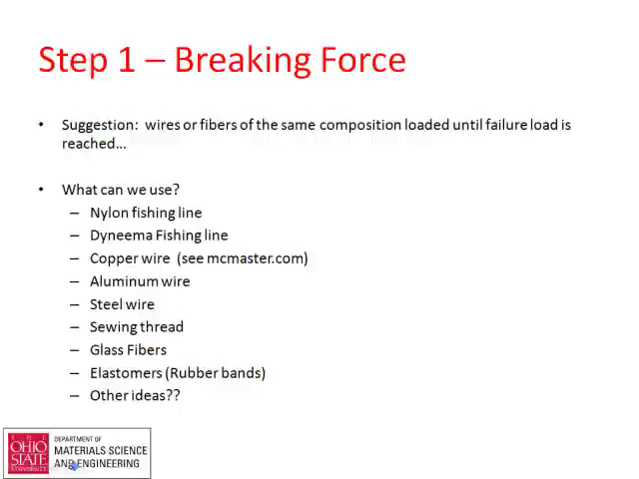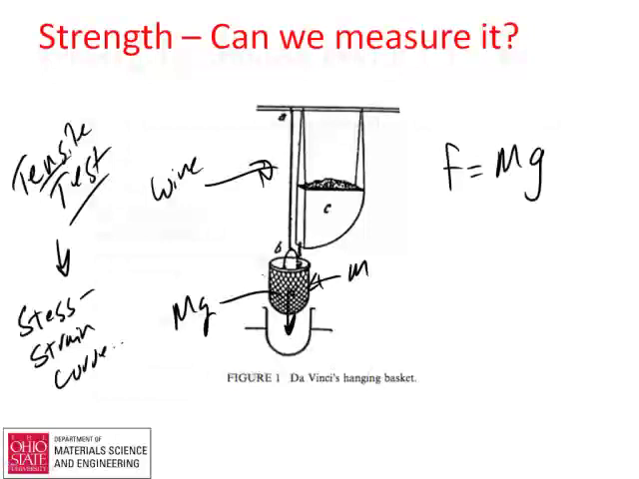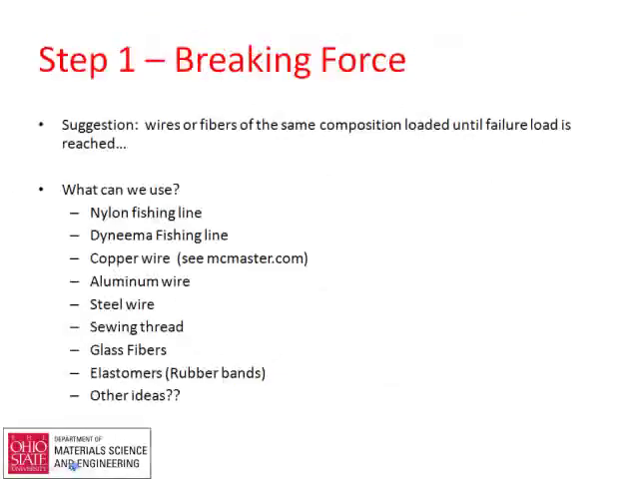So here's what I would say. What we're going to do is take some of these wires or fibers, of the same composition, and load them until failure is reached. So we'll just use the Da Vinci approach: have a wire, have a bucket beneath it, add known amounts of mass, and see when things will break. So we can take nylon fishing line. If you're a snobby fisherman or want to catch really big fish, you might use something called Dyneema fishing line, which is chemically very similar. We'll talk about this when we talk about polymers, but it's much stronger. We can use metal wires, and in here I've got several metal wires.